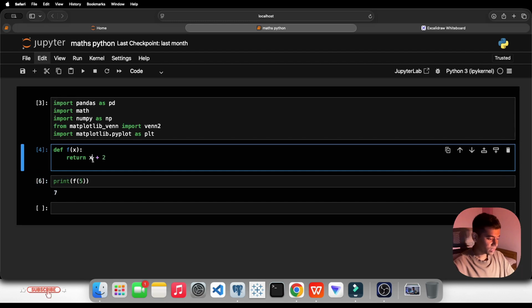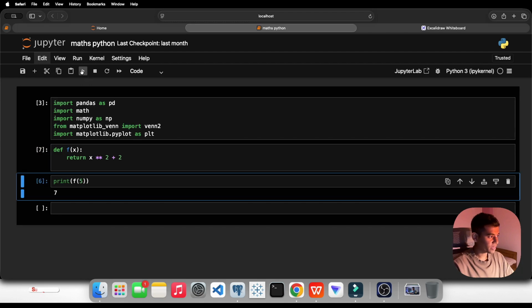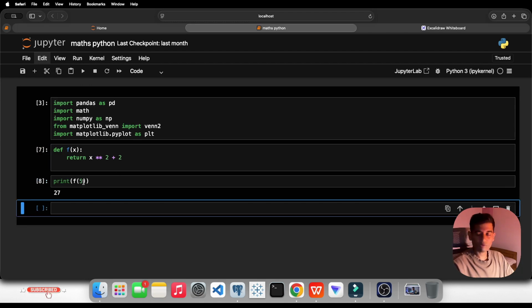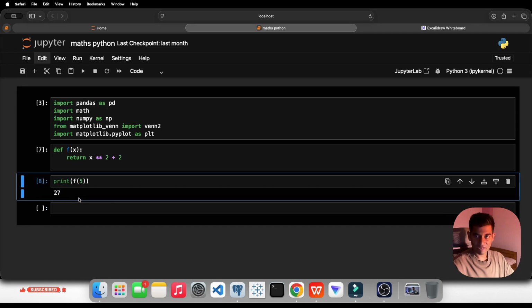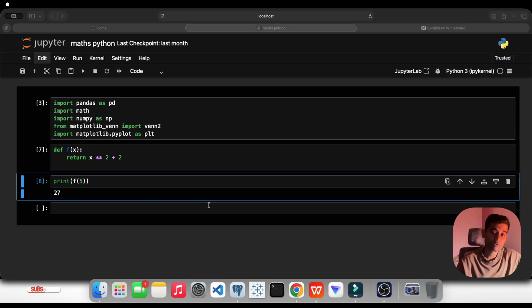Simple. Suppose I write x square plus 2, let's see what we get in this. X square is what? 5 square, 25, plus 2, what? 27 here. So this is what function means. Practical example you have seen, and it is easy to understand. So here we have known what is function, what is the theoretical part of function, and what is the practical part of function.